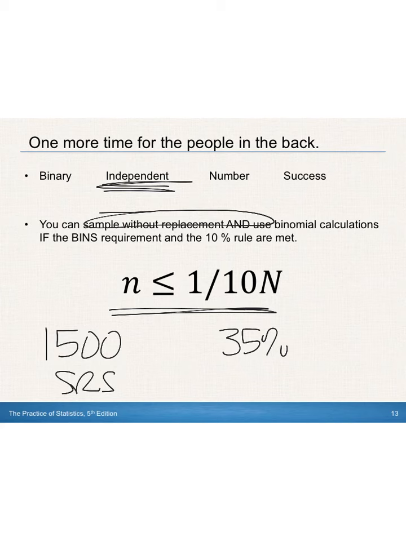Can we use binomial calculations with this particular thing since we sampled without replacement? So you're going to go ahead and check something. This is the formula that it says. It says that the sample needs to be less than or equal to 1/10 the population.